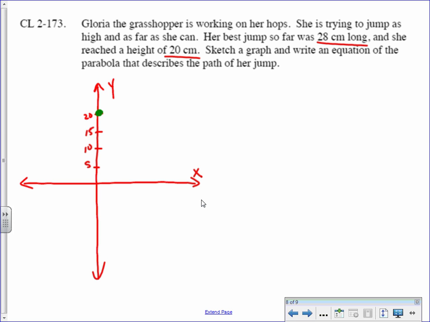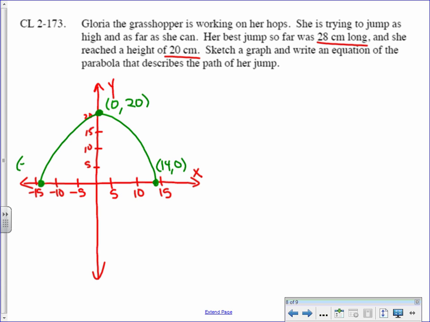If she's traveling a distance of 28 centimeters, that means she's going 28 centimeters total, which means 14 centimeters on both sides of that vertex. So here I might scale by, let's go by 5s again. So she's going to hit at positive 14 and at negative 14 is where she'll start making this parabolic-like curve. Let's go ahead and label these points so that I can better see what I'm talking about. I'm at (0, 20), (14, 0), and (negative 14, 0). So here I have my sketch.